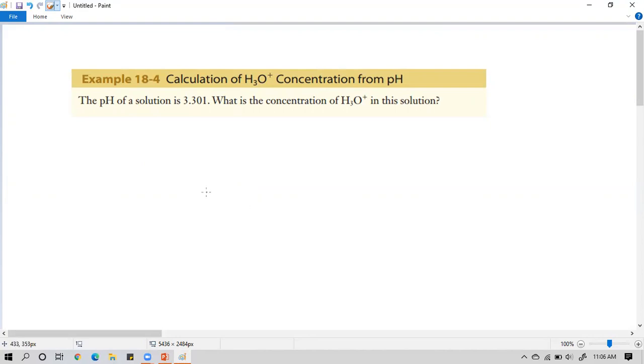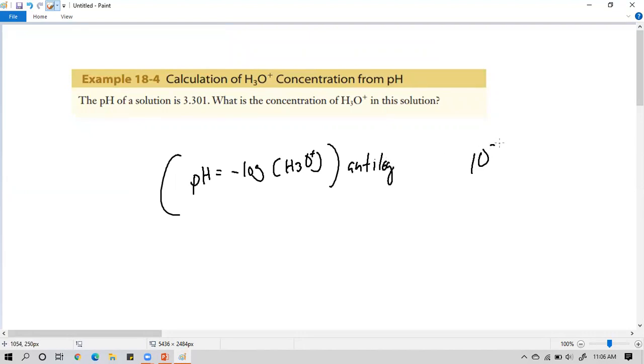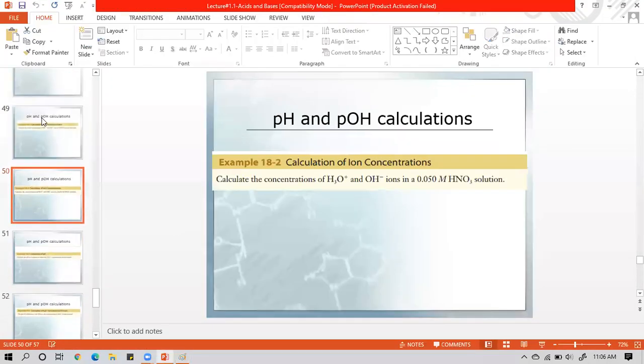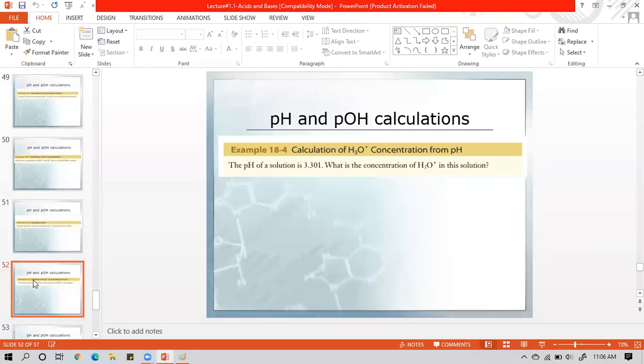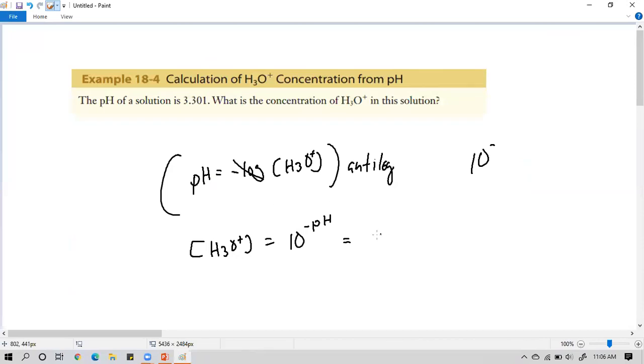Actually, you don't need to memorize the formula if you know how to derive it. pH equals negative log of hydronium ion. Then get the antilog of both sides. What is the antilog? It's the shift log, or 10 raised to something, in order to cancel out the log. So the hydronium ion equals 10 raised to the negative of the pH, which is also in our formula here. So let's get back to the problem: 10 raised to negative 3.301.